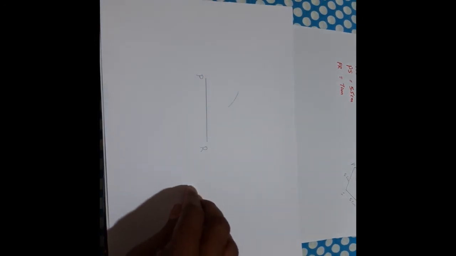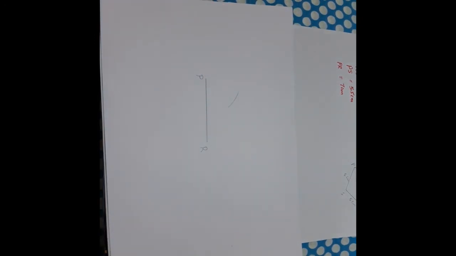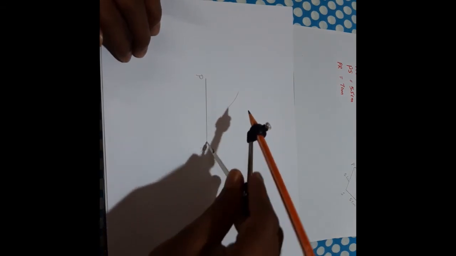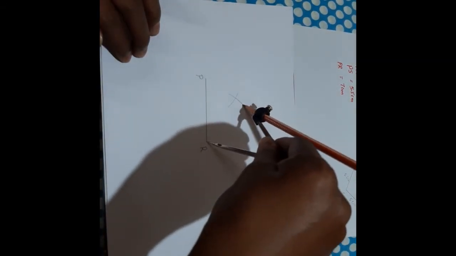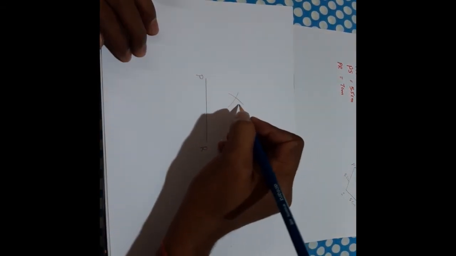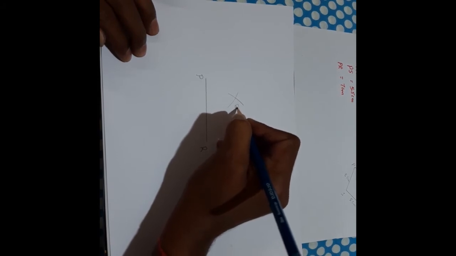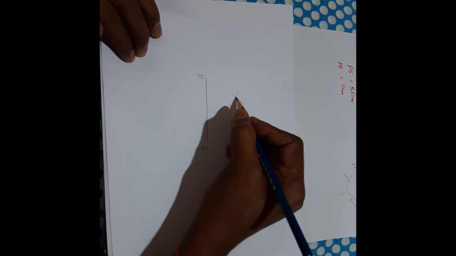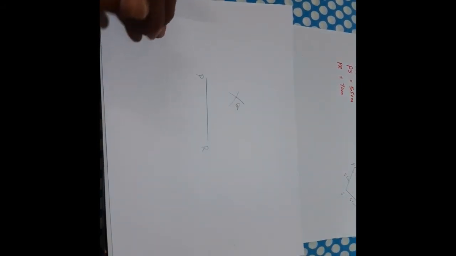Then what is the QR length here? 6 centimeters. So take 6 centimeters on the scale. Then cut the arc by taking center as R. So now these two arcs are intersecting at point Q here. This is the vertex Q.